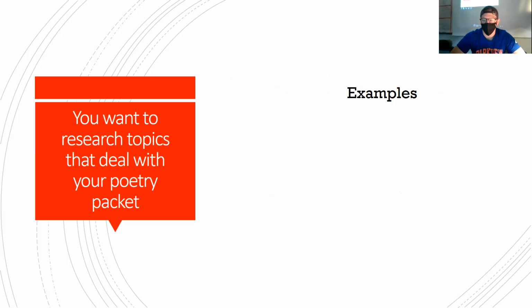So when you're trying to come up with some research, because you have to have research for this essay, okay? You want to research topics that deal with your poetry packet. They don't have to be about the poems, all right? You want to research the topics brought up in the packet. So like there's one poem in the women's perspective packet that deals with female friendship in abusive relationships. One friend is talking to another friend about her abusive relationship. So you might want to find something that deals with how women use their friendships to cope with an abusive partner.